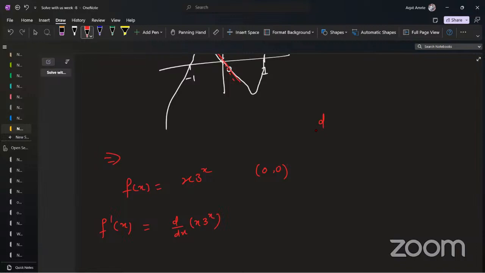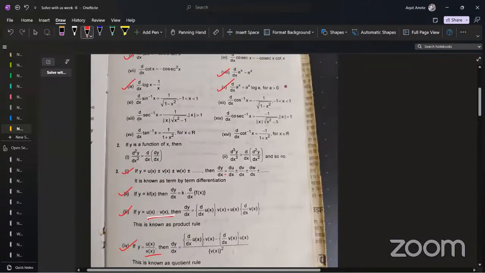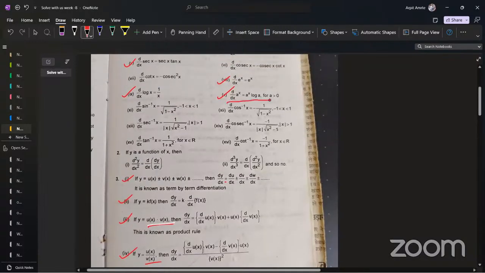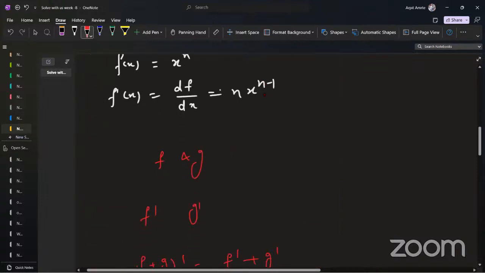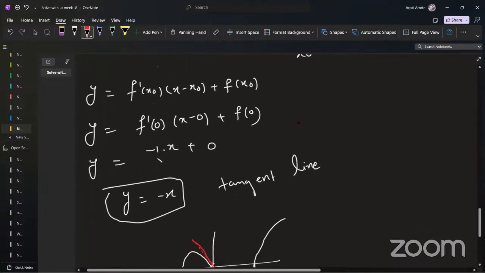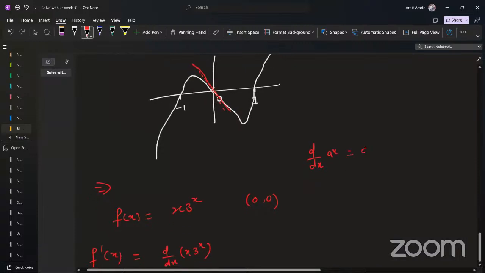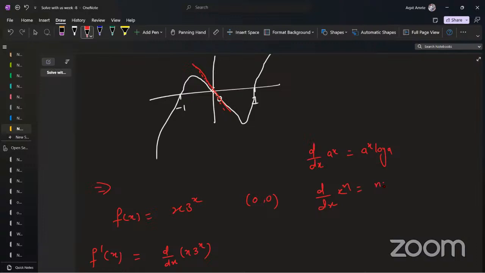Product rule. We know the differentiation of a raised to the power x: it is a raised to the power x log a. We also know the differentiation of x raised to the power n: it is n x raised to the power n minus 1. It means that if I consider these two as a multiplication of two functions, then I can easily solve, right?